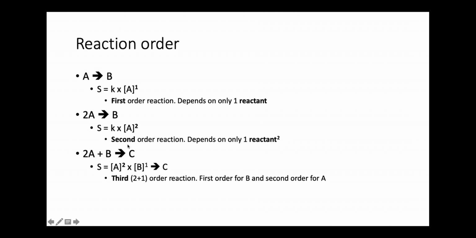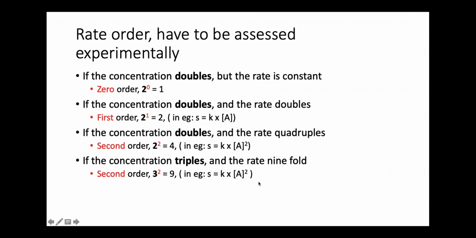For here, a possible one could be A squared times B. Overall third order, 2 plus 1 makes 3. First order for B and second order for A. So this is really an important one. The rate order has to be assessed with experiments.